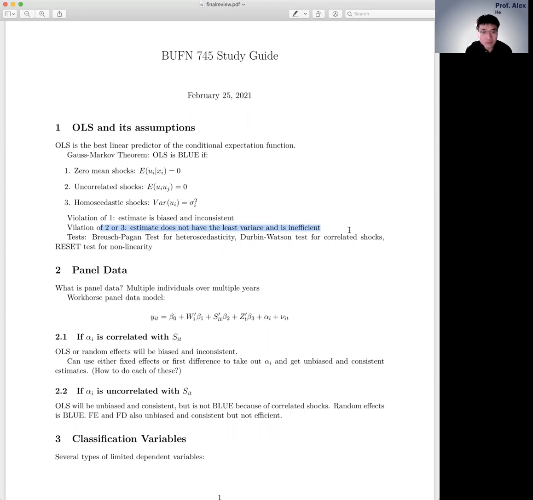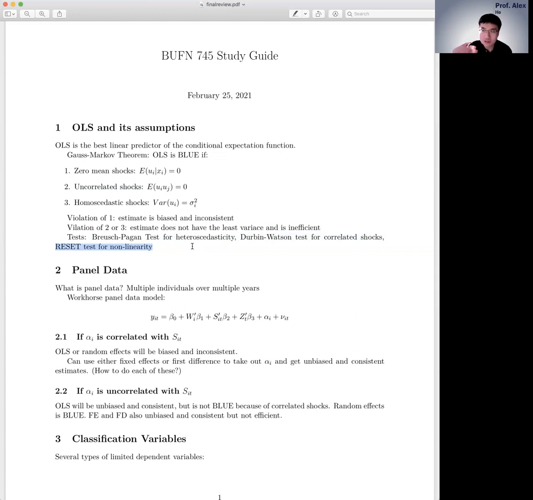Okay. And we talk about some examples of how you could violate each of these three conditions, and also how you can test these three conditions. So we have gone through exercises of how to do them in Python. For heteroscedasticity, the third condition, that would be the Breusch-Pagan test. To test the correlated shocks would be the Durbin-Watson test, and to test the nonlinearity would be the RESET test.